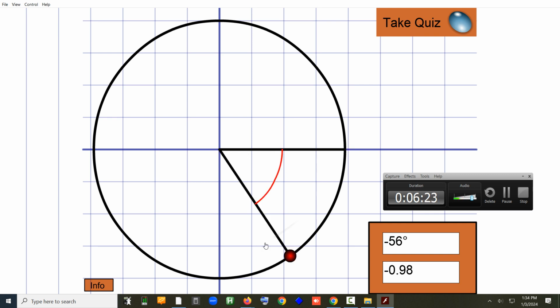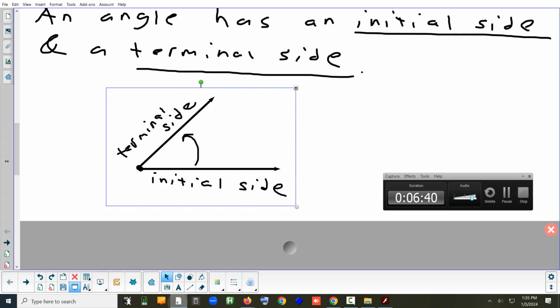Yeah, we can get a negative angle. For the purpose of drawing an angle on a circle like that, a positive versus a negative angle just tells you the direction that you went to get to the terminal side. All right, so let's write that down.